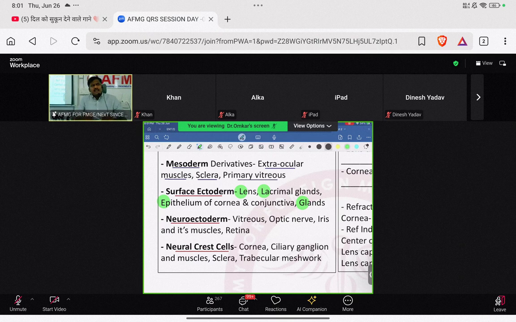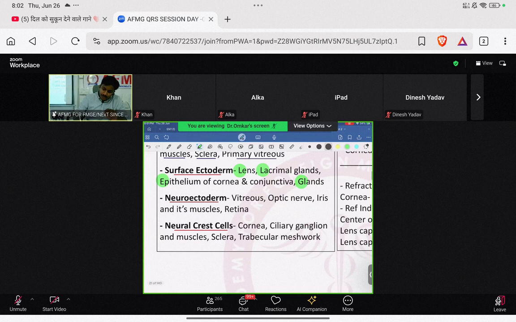And G for glands. Which glands they are talking about? Lacrimal, of course. The eyelid glands. There are three types of eyelid glands. One is meibomian gland, second is Zeiss gland, and third is the Moll glands. So meibomian, Zeiss and Moll, all these three types of eyelid glands are derived from surface ectoderm.